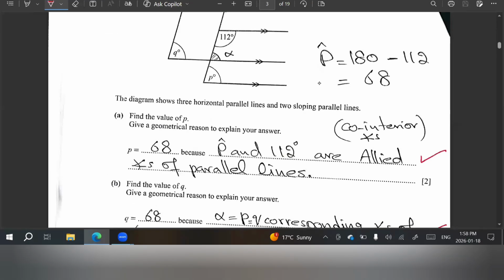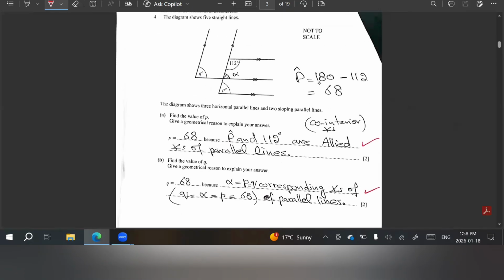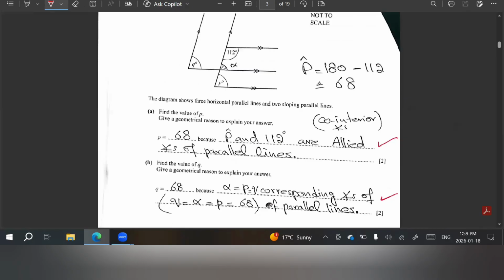So very easily I can write here that Q is equal to 68. Look at the reason why I wrote this. Q is equal to 68 because I call this alpha. Alpha is equal to P. The reason alpha is equal to P and that is equal to Q is that they are corresponding angles of the parallel lines. So because alpha is equal to P, that is equal to 68. So alpha is 68, and Q is also 68. So Q will be 68.